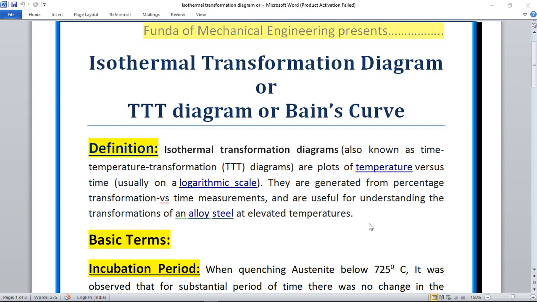and are useful for understanding the transformation of an alloy still at elevated temperature. You may think, I am telling only the bookish definition and it is still not clear to you. I know it is not yet clear, because for a proper understanding of the TTT diagram you will have to watch this video up to the end, so that I can explain each and every term, such as what a logarithmic scale is and temperature versus alloy steel. I will explain everything in this diagram.